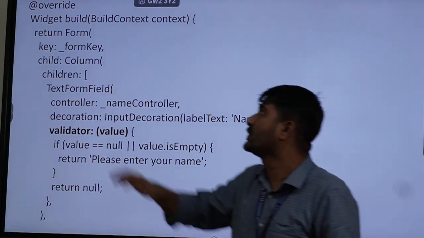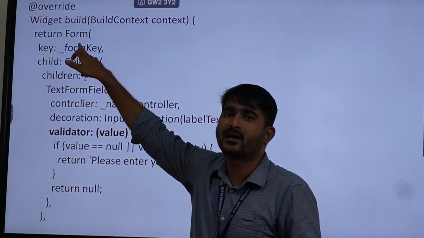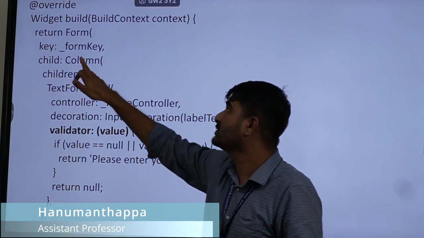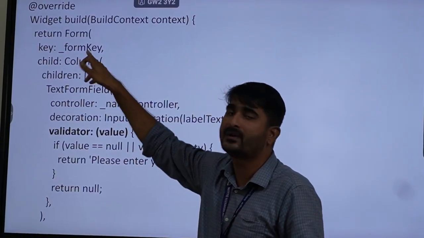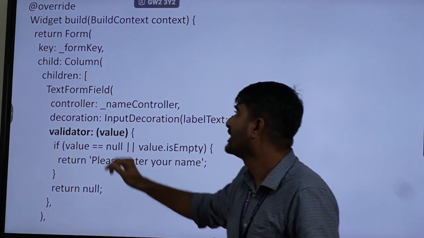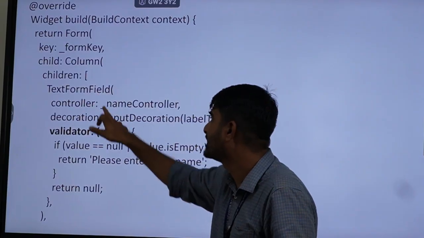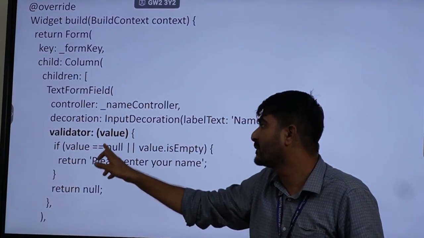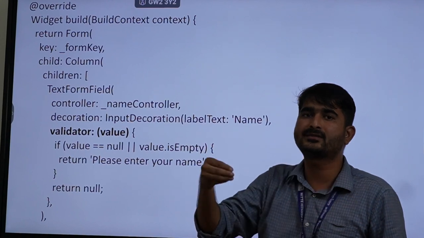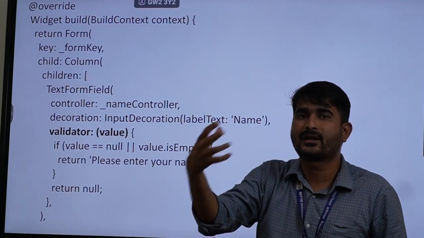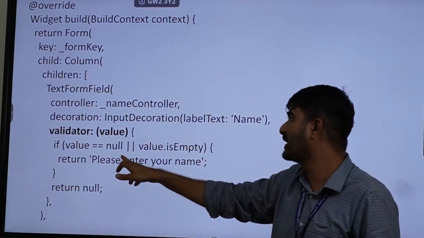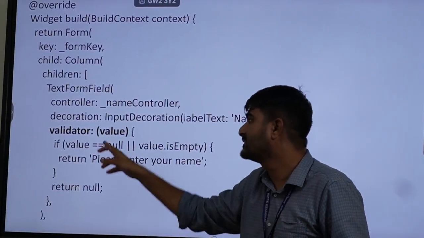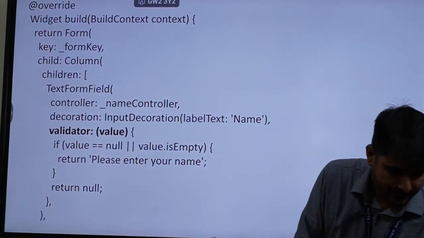And as I told, without the form function, I cannot create any forms. If any user wants to give his name and user ID, he has to use the form key. The form key collects the user inputs. Next, I will be using the text form field for the name. To check the name, I will be using the validator. Name should not be null. We have to enter some data. If you give the particular data, it will be taken. If it is null or empty, it will show please enter your name.